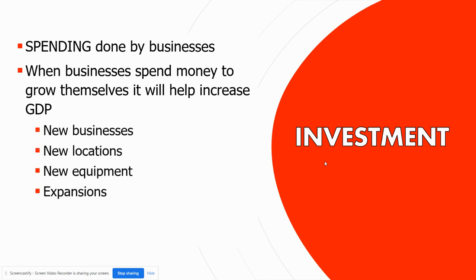Some other examples here are listed on the screen. If businesses are like, hey, we have extra money, we're going to expand, so we need more space, that would be an example of investment growing, and that would add to GDP. Or if new businesses are starting, or they're like, let's update the systems, let's buy new equipment so we can produce better and more efficiently, all of that would factor into that investment category.